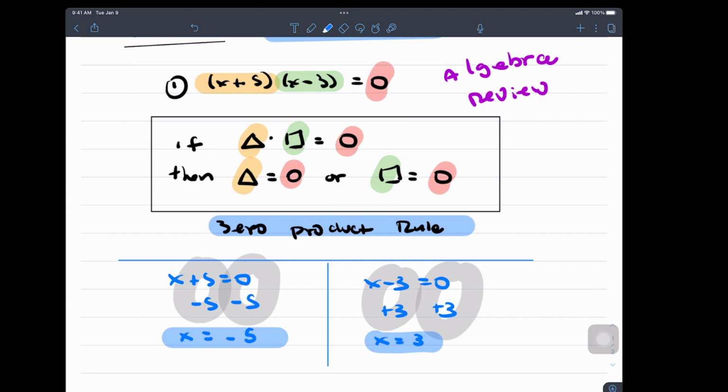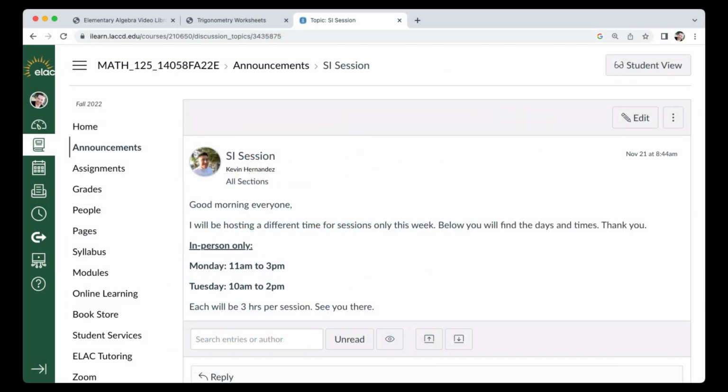Well, I have an announcement. I guess we have to go to 125. Let's go to 125. Under the announcements, we have an SI announcement. So we have our SI coach. I'll be hosting different times for sessions only this week. Below you will find the days and times. The in-person session is from 11 to 3 on Monday, Tuesday 10 to 2, and each will be 3 hours per session. So anyway, this is the SI session this week only.